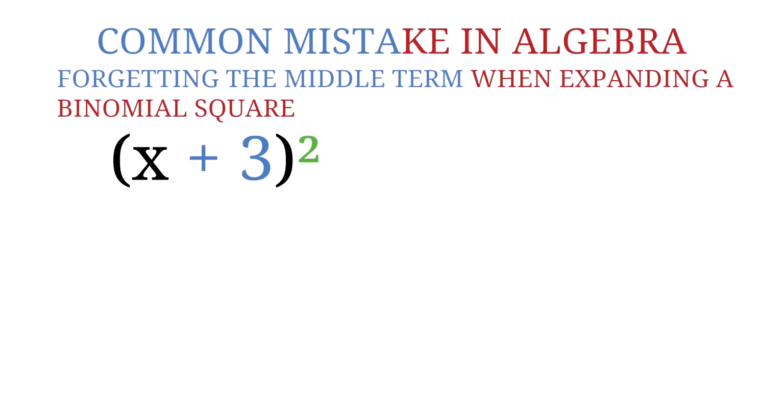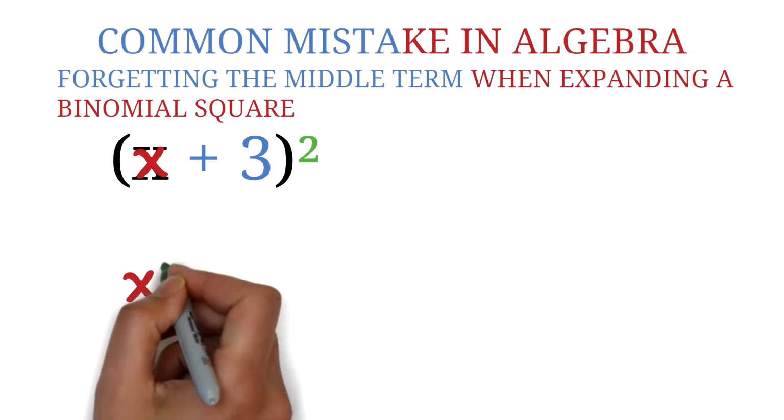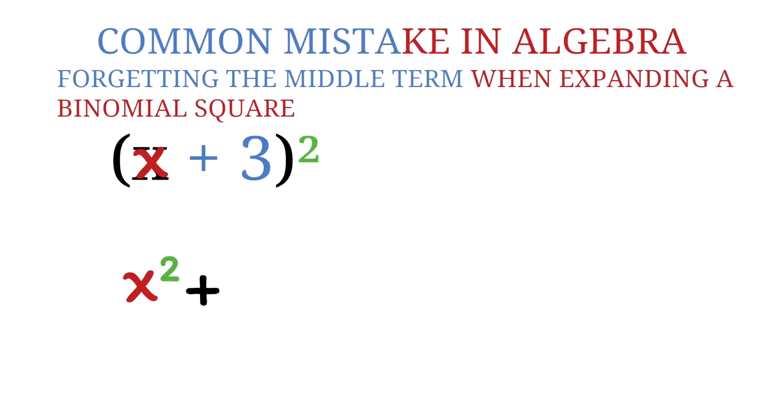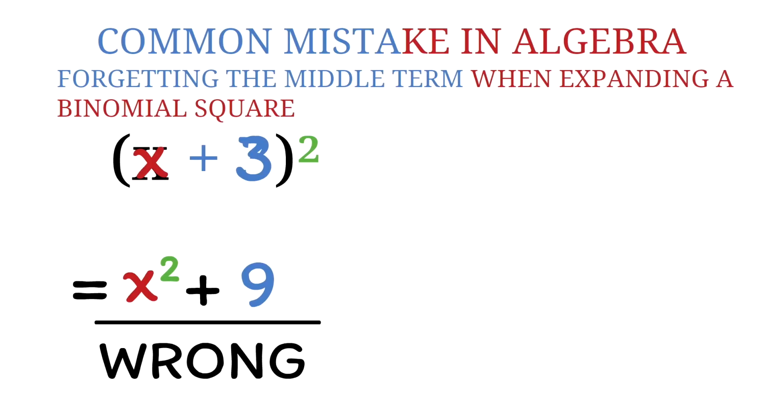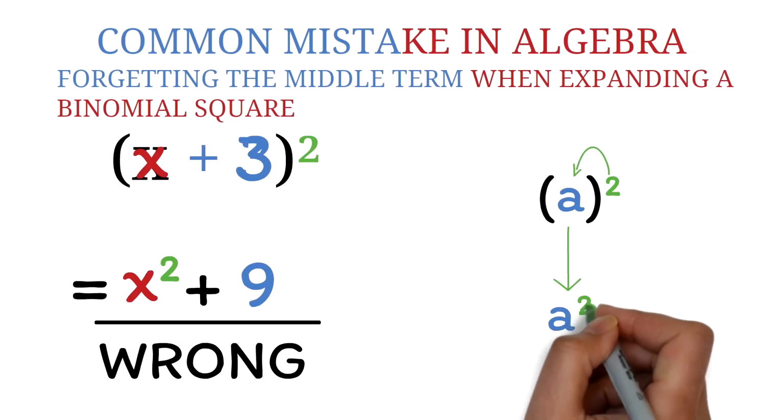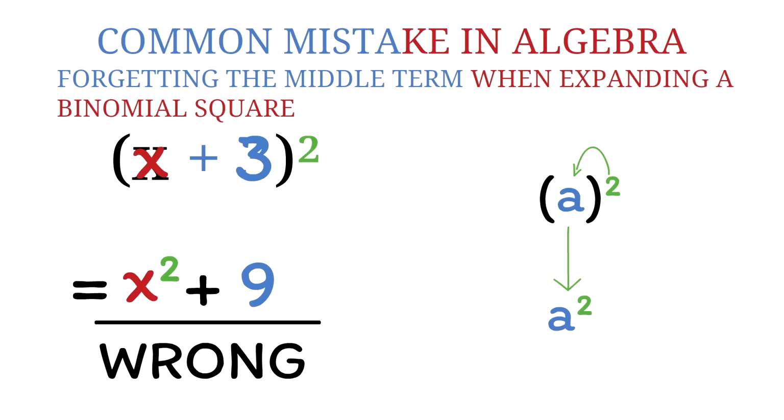What some students do here is to square the x term to give us x squared, then square the constant term 3 to give us 9. So this gives us the answer, x squared plus 9. But this answer is incorrect. Students make this mistake because they know that when you have a single term all squared, the exponent affects the entire term. They then assume the same rule applies when you have two terms, like x plus 3, and so they square each part individually. But this way of thinking is wrong.